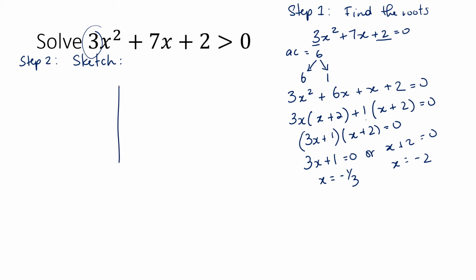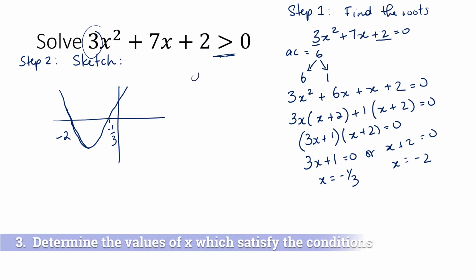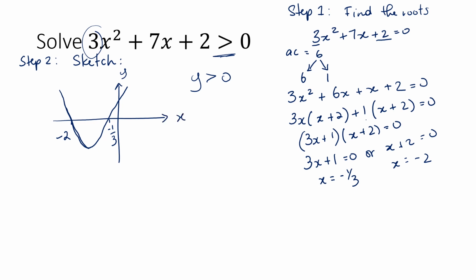So our graph would be something like this. Very strange shape, but it doesn't have to be perfect. So here would be negative 2 and negative 1/3. So we're looking at values where y is greater than 0. So here is our y, here is our x. If this is 0, then up here is positive. So up here will be values of y that are greater than 0.